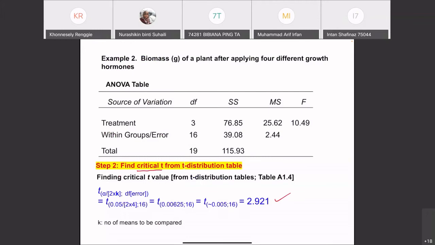So how do you want to find the T? You have come across the T table before, right? So it's the same table. How you find the critical T is based on the information here. This is the important information. So let's have a look at the T table.